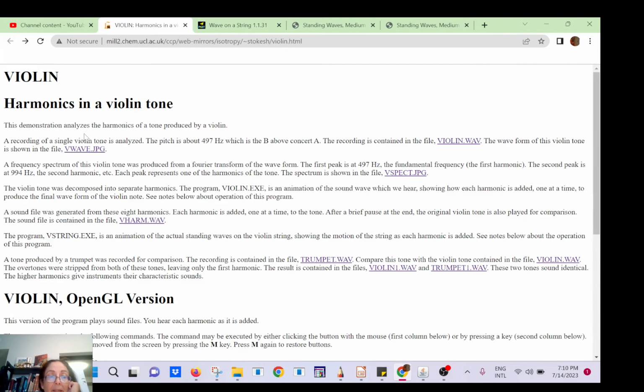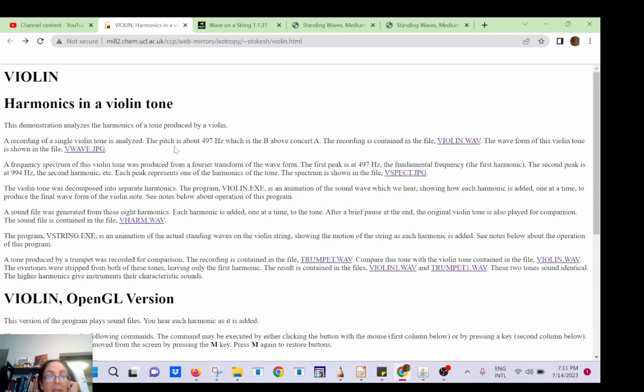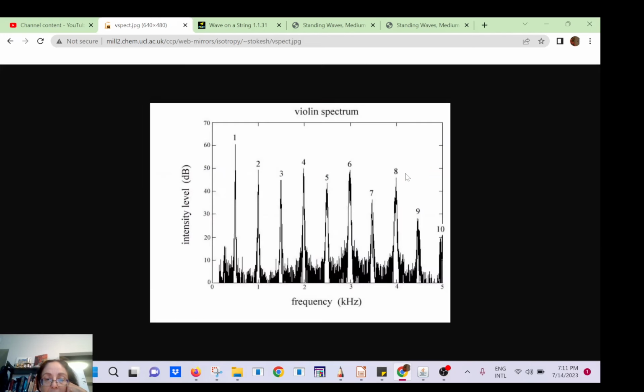If you are a good musician, you can hear the pitch, but everyone can hear that it's a violin and not a trumpet, right? You can tell the difference. Now, if you look at the waveform, that's what you get. It's a superposition of many natural frequencies, many natural modes. Now, if you use a spectrum analyzer, that's what you get.